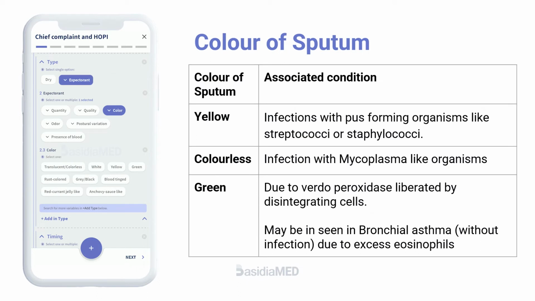The color of sputum may give an indication of the underlying cause of cough. A yellow color of sputum indicates infections with pus-forming organisms like streptococci or staphylococci. In case of infection with mycoplasma-like organisms, the sputum will appear colorless. A green color sputum may occur due to verdoperoxidase, liberated by disintegrating cells. Patients with bronchial asthma may bring out green-colored sputum, even without infection, due to excess eosinophils.